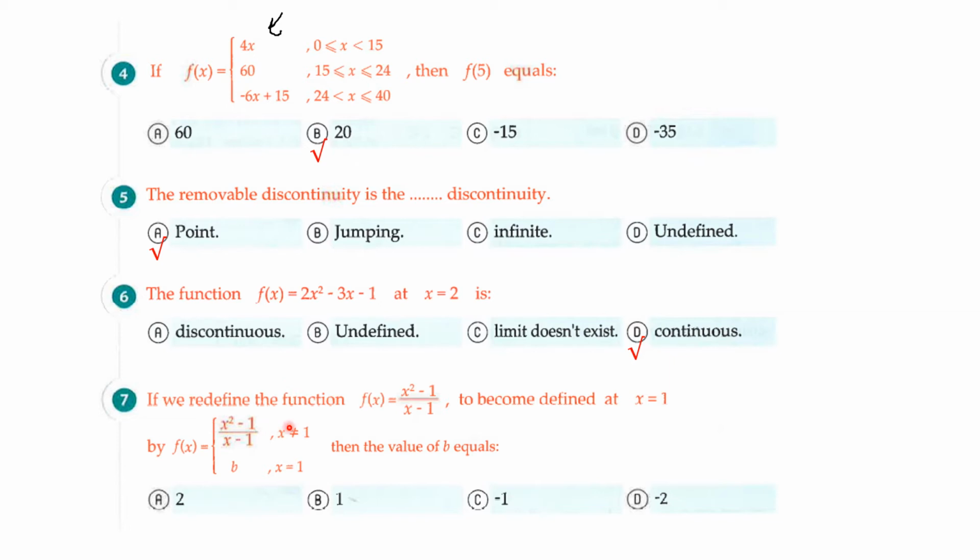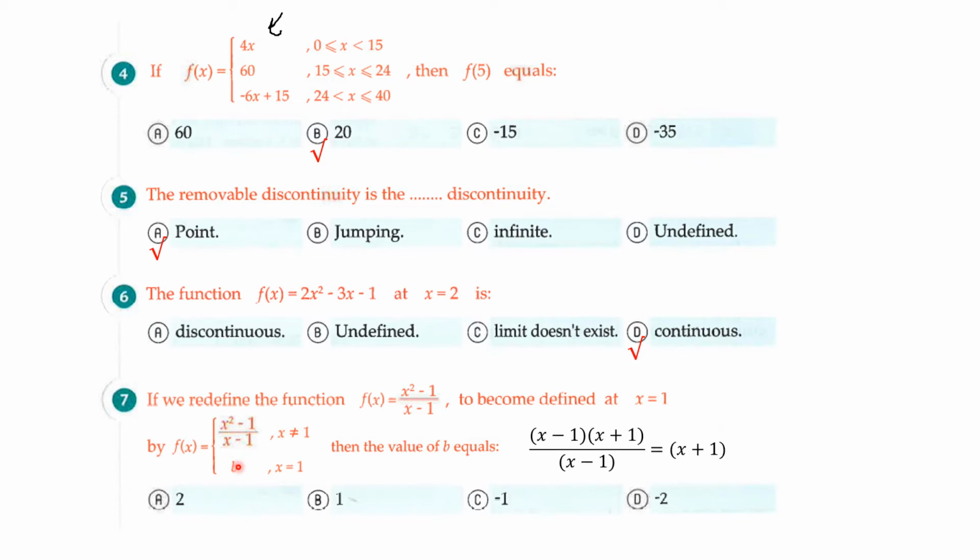Again, this is like question number 3. They want to redefine the function f of x equals x squared minus 1 over x minus 1 to become defined at x equals 1. So it's undefined at x equals 1 because we cannot have a denominator equal to 0. They want us to make it a continuous function, or basically to close the hole, to cover the hole. This function, no way it's going to equal 1. X is not going to equal 1.